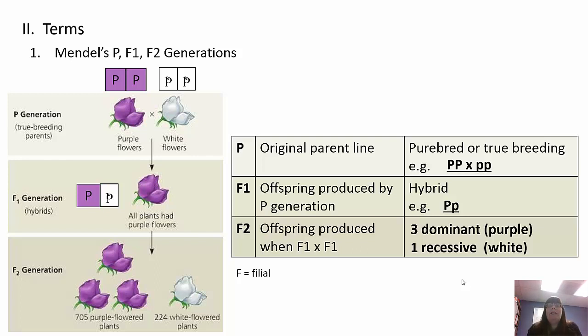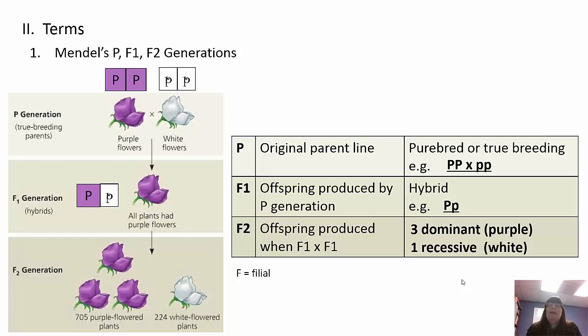The F1 generation is when you cross the dominant with the recessive. Dominant true breeding with recessive true breeding. So you cross big P times little p. The offspring produced by this cross, the F1 generation, are going to be hybrids or heterozygous. They're going to be big P, little p.